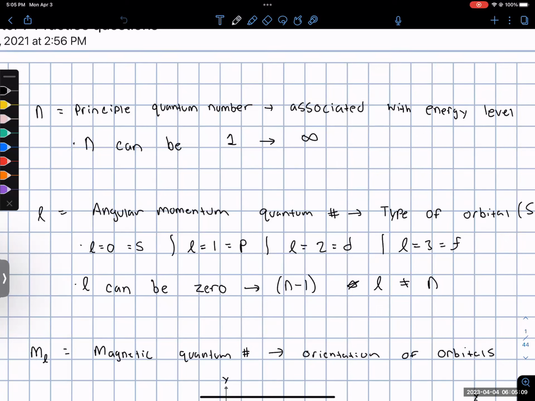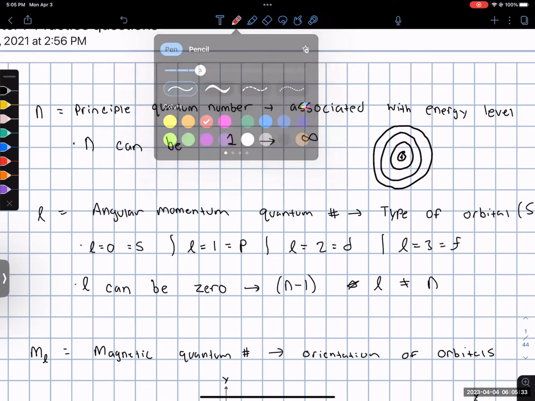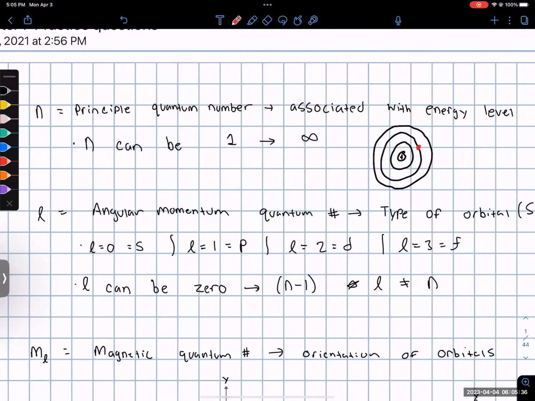So for example, let's just say we have our nucleus here and our first energy level, our second energy level, and our third energy level. We know that the principal quantum number N is associated with the energy level. If we're talking about an electron, let's use our electron in red, on the second energy level, then the N quantum number for that electron is N equals 2, because it's found on the second energy level.